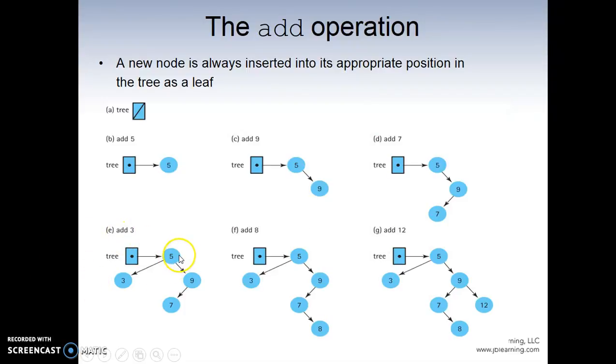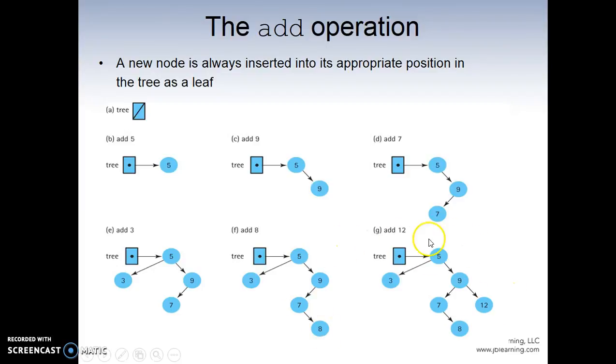Add 3, same, compare to the root. Less than, then set left. Since get left of the root is null, then set left to 3. Add 8. Same, 8 is greater than 5. Get right is not null, then compare 9 and 8. 8 is less than 9, so get left, which is 7. It's not null, then we compare 7 and 8. 8 is greater than 7, then get right of 7, which is null, then we set right of 7 to 8.